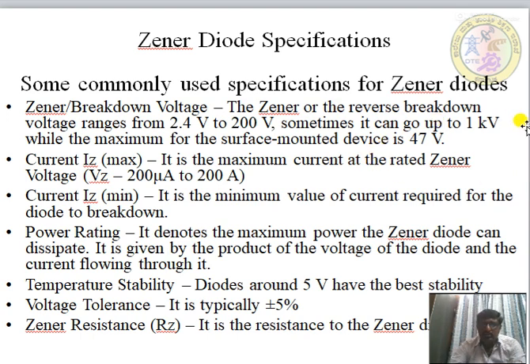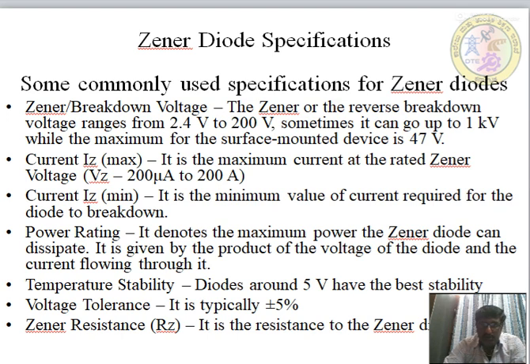Next, Zener diode specifications. What are the specifications of a Zener diode? Some commonly used specifications for Zener diodes are the Zener breakdown voltage, that is the reverse breakdown voltage, which ranges from 2.4 volts to 200 volts, depending upon what kind of Zener diodes you are using. Sometimes it can go up to 1 kilovolt depending upon the design, while the maximum for the surface mounted device is 47 volts in standard.